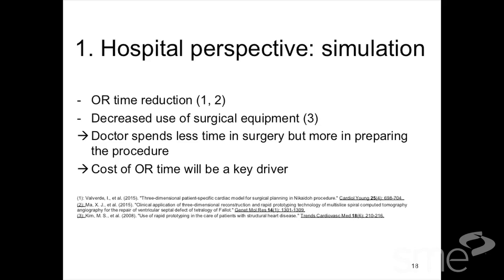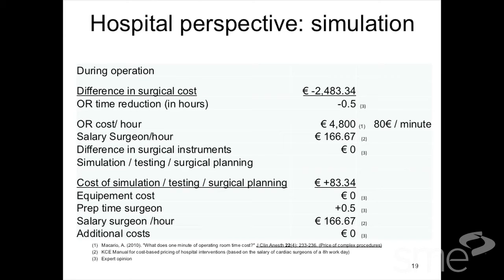When we talk about the hospital perspective, we're going to talk about how it can be beneficial for the hospital as a whole. Cardiovascular anatomic models are often used for simulation, which is quoted to reduce OR time and decrease the number of surgical instruments. Obviously, if we try to reduce the time during the operation, we have a bit more preparation time, so we have to take this into account as well. The doctor is going to spend more time on preparation. As OR cost is one of the biggest costs, this will be the big key driver.